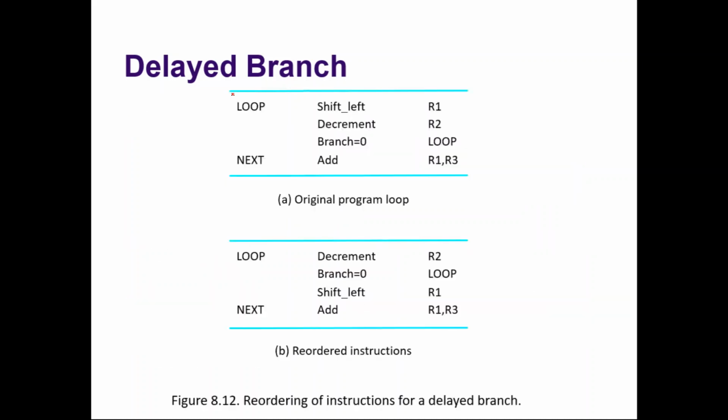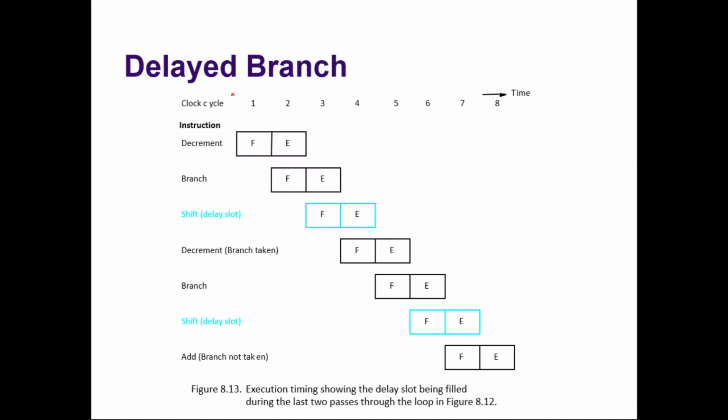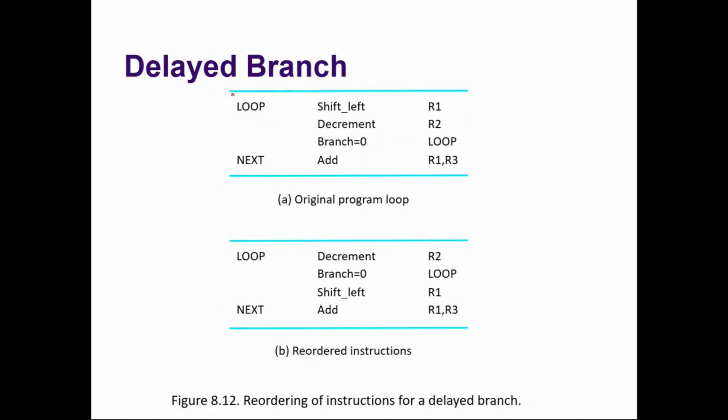Fine, so how are we going to do this? Let us see. Consider this particular code, which is originally written by the programmer. Let us assume that R2 is equal to 10, where R2 represents the number of times the loop should be executed. Shift left R1. R1 contains something, and we are shifting it to the left by one time. Then decrement R2. So initially R2 is 10.